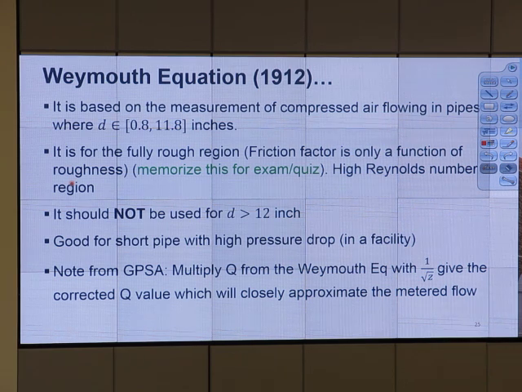I didn't find this in Stewart's Surface Production Operations. If you want to go with that, in the exam, you don't multiply by 1 over square root Z. If you can calculate Q from the Weymouth equation, that's fine.